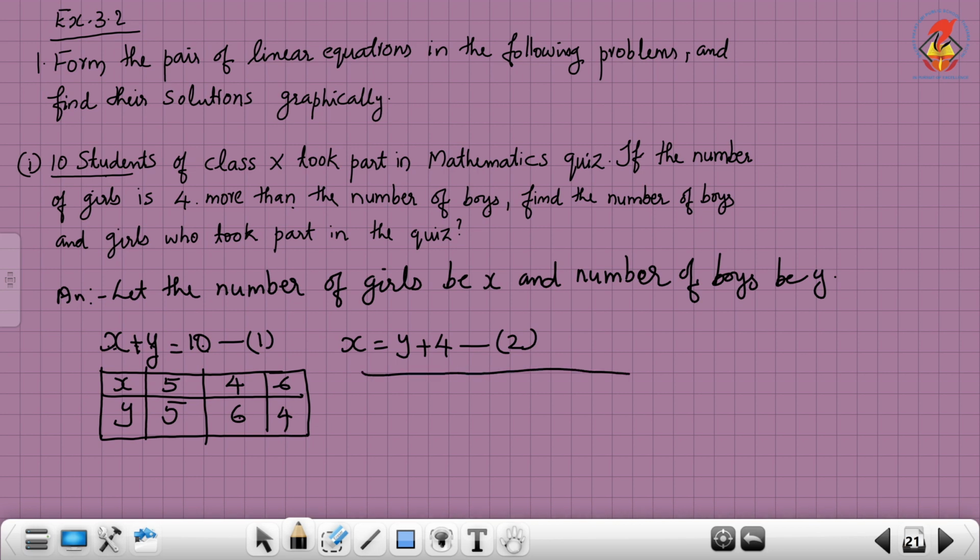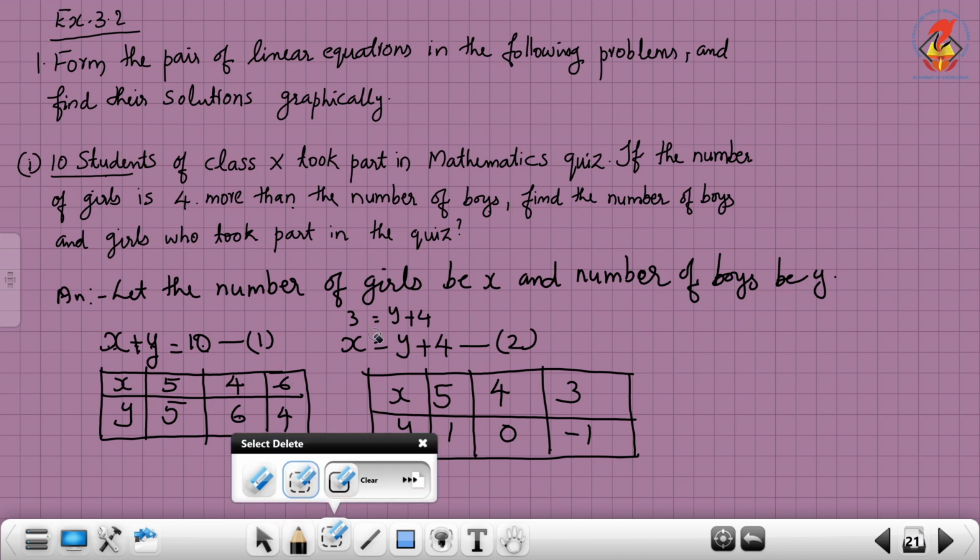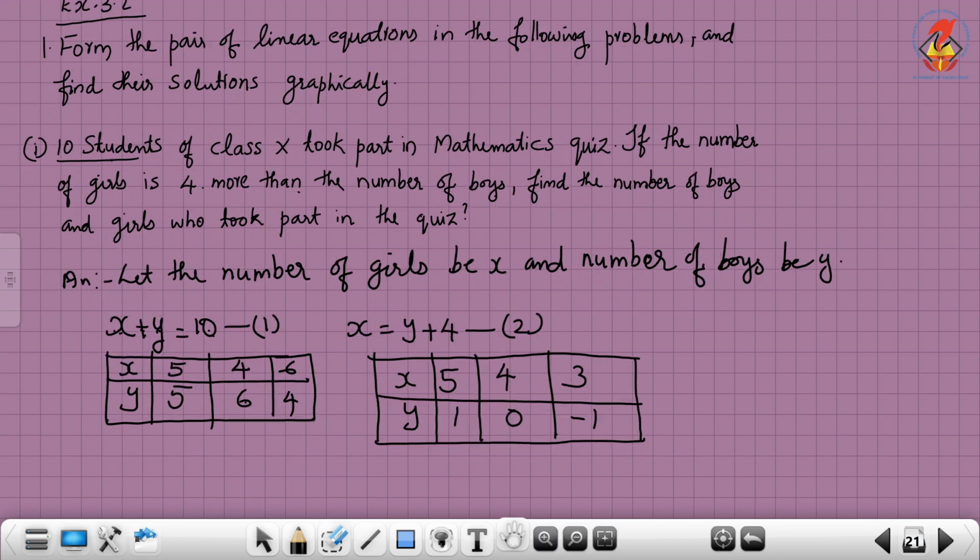Same way, for the second equation, X, Y: 5, 4, 3. Substitute X is equal to 5, Y equal to 5 minus 4 equal to 1. Next, 4 minus 4 equal to 0. Next, 3 minus 4 equal to minus 1. Substitute X equal to 3, then Y equal to 3 minus 4 equal to minus 1. And next we have to draw the graph.